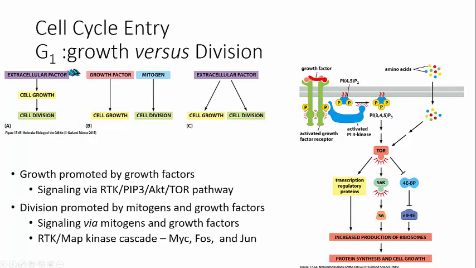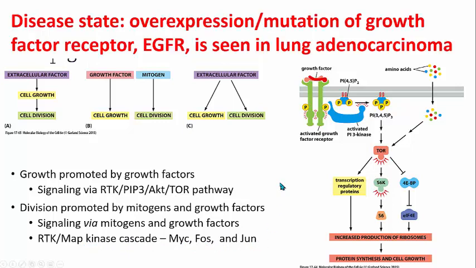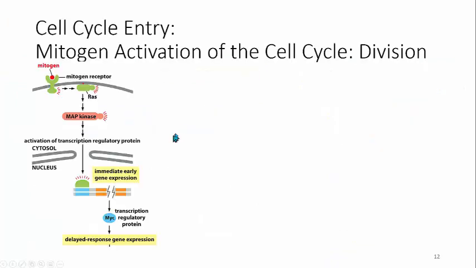You need to make sure that you understand there's a number of factors that regulate both cell growth and cell division. They do it through the same sort of signaling cascades that Dr. Peterson talked to you about earlier this week. The one that is most important for this lecture is receptor tyrosine kinases acting through the MAP kinase cascade, producing MYC, FOS, and Jun. Overexpression of these growth factor receptors, particularly ones that are also mitogenic, can result in cancers as well, and that is seen in lung adenocarcinomas.